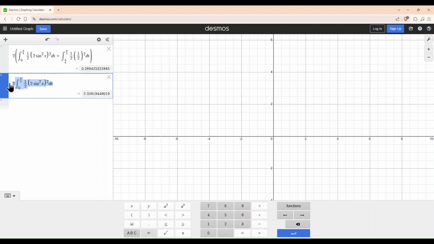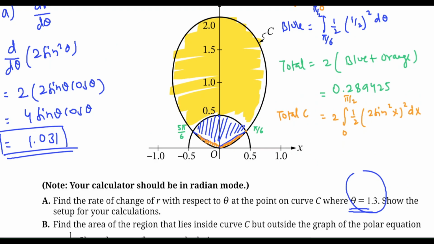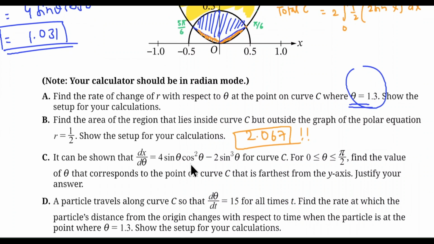So I can just copy, or maybe a better way to do it. Let's mark this as A. Let's mark this as B, and I'm looking for B minus A. So B minus A is 2.067. That's our answer. So the yellow region will be 2.067 over here.